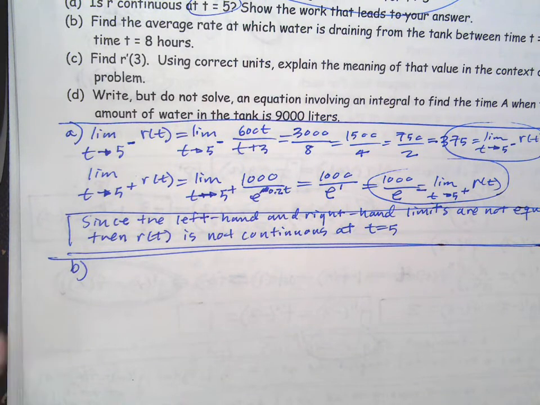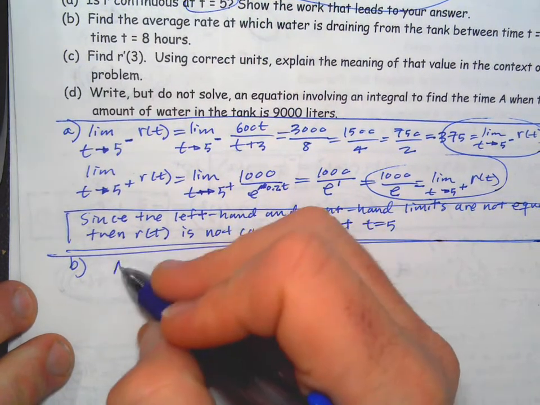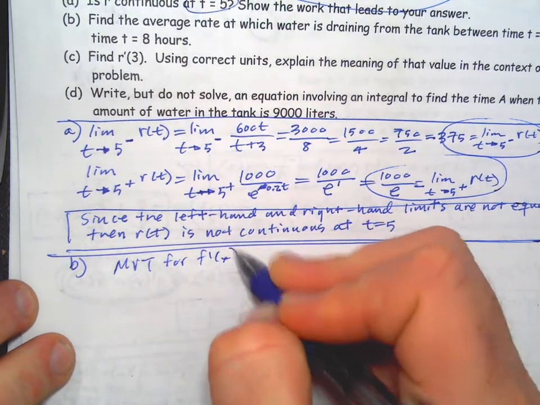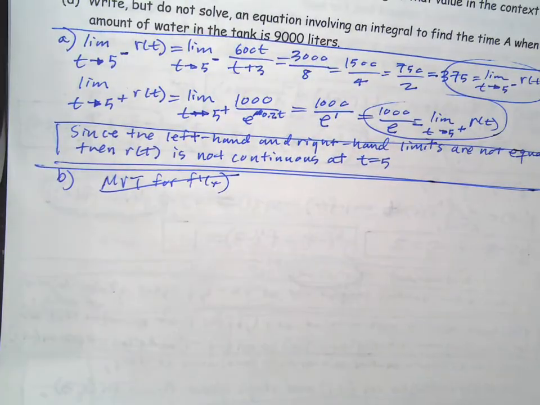But also, the mean value theorem requires that the original function be continuous, which it is not, and differentiable, which it is not. So we can't use the mean value theorem for derivatives. We can't do it because the requirements are not met. So that's not going to work.